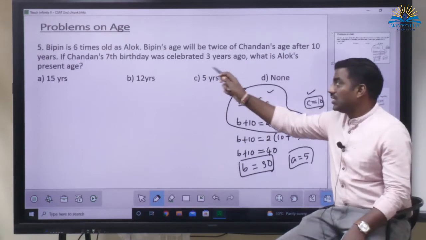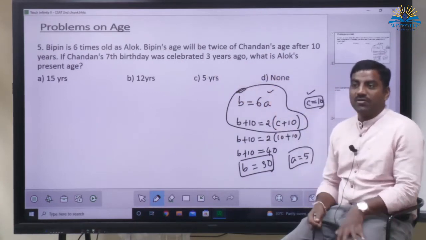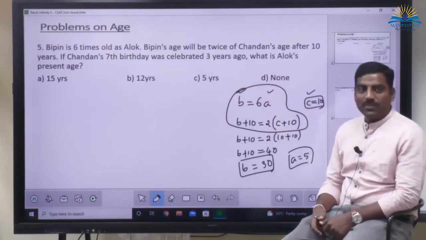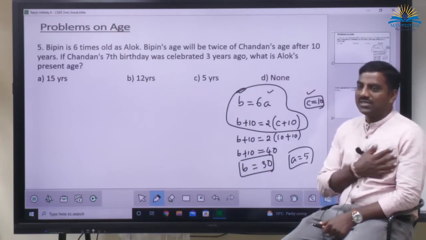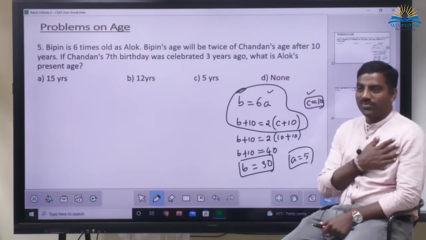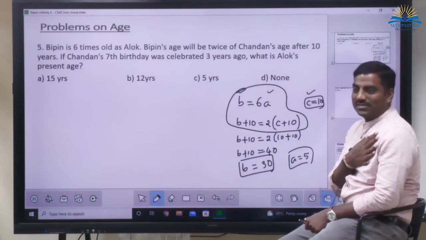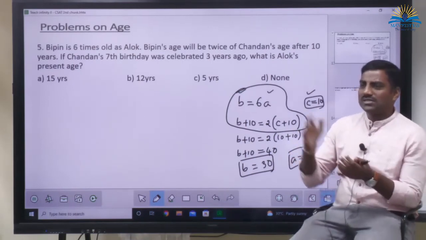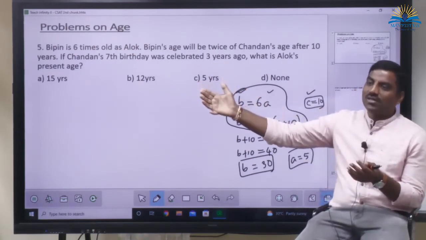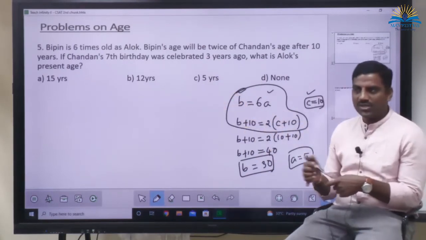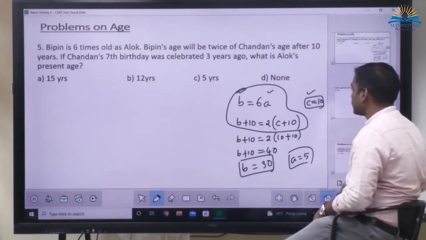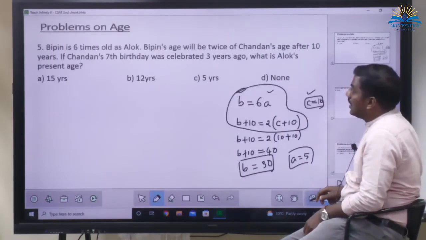But one has to understand this: 7th birthday was 3 years ago. There are people who will make it 7 minus 3 also. If people exist who can make 7 into 3, I don't have an explanation for them. Simple, no? 7th birthday 3 years ago. That person has to grow, no? 3 years, 10 years. This is done.